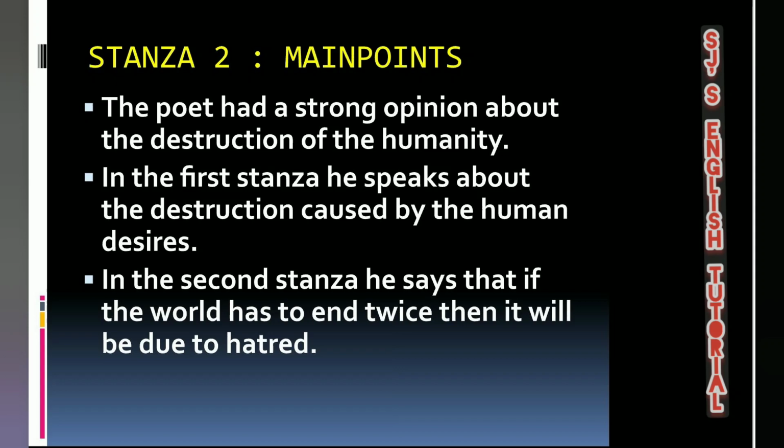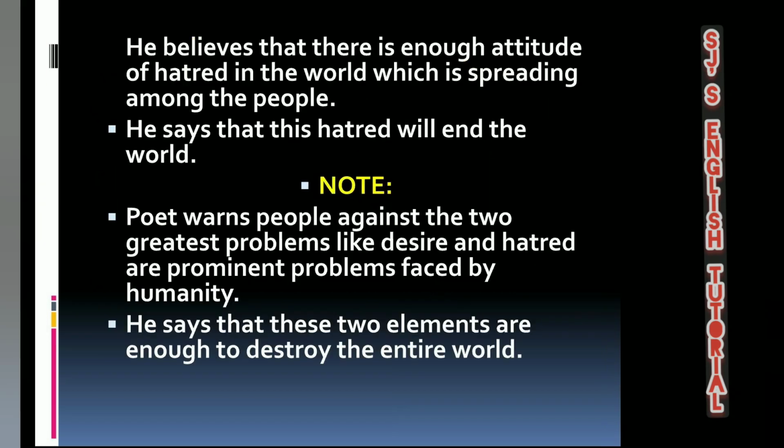The poet had a strong opinion about the destruction of humanity. In the first stanza, he speaks about the destruction caused by human desires. In the second stanza, he says that if the world has to end twice, then it will be due to hatred. He believes that there is enough hatred in the world which is spreading among the people. He says that this hatred will end the world. Through this poem, the poet warns people against the two greatest problems, desire and hatred, which are prominent problems faced by humanity. He says that these two elements are enough to destroy the entire world.